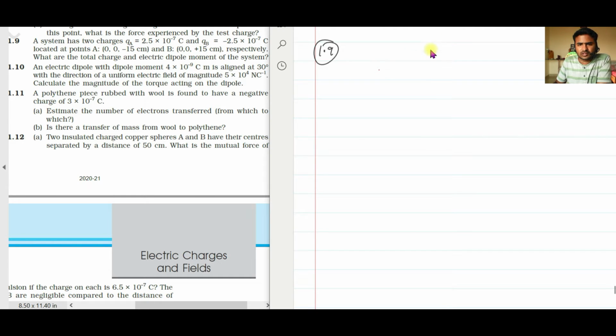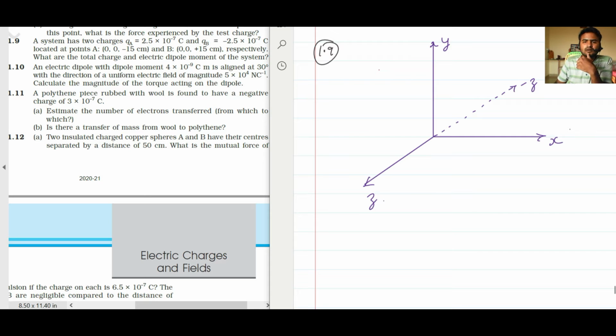So now let us draw the coordinate system first. Okay. So that is my X and Y axis, and this is my Z axis. So this is my X axis, that is my Y axis, and this is my Z axis. Now if I extend it backwards, that is my negative Z direction. Okay, that is my negative Z, minus Z. Alright, now where are the charges kept? If you look at the locations, point A is on 0, 0, minus 15.